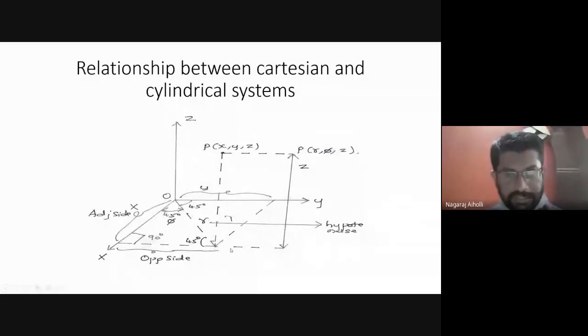Now this radius r is bisecting this parallelogram. Is it not a parallelogram, students? O to x, then x to here, then here to y, and y to O. This is forming a parallelogram. Now this diagonal, O to R, whatever is the radius, is bisecting this parallelogram. What is the meaning of bisecting? We know that x, y, and z are mutually perpendicular, they are at 90 degrees with respect to each other.